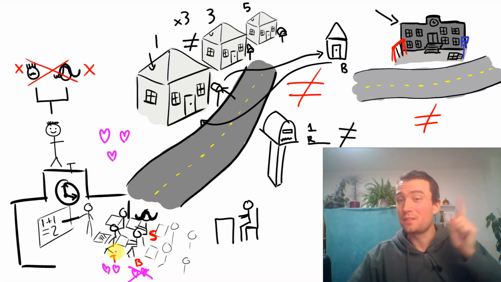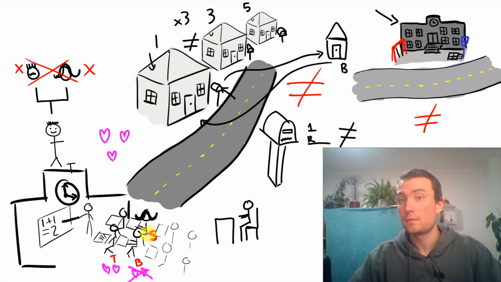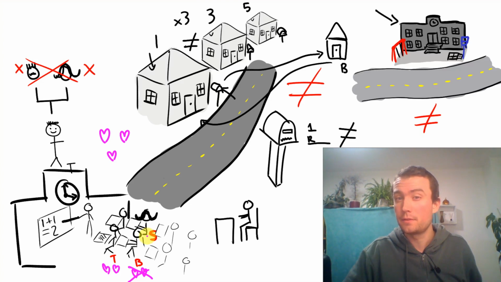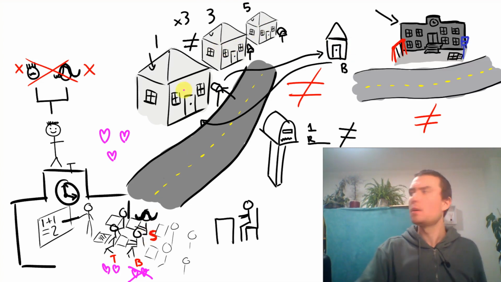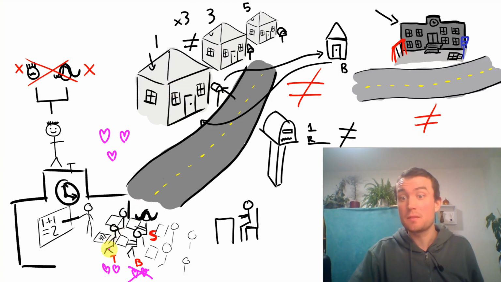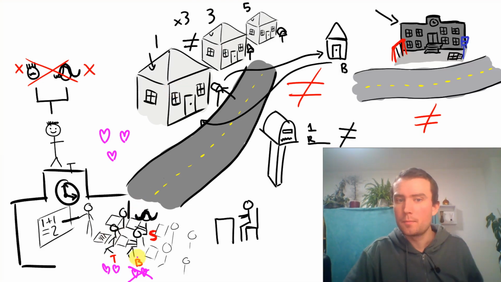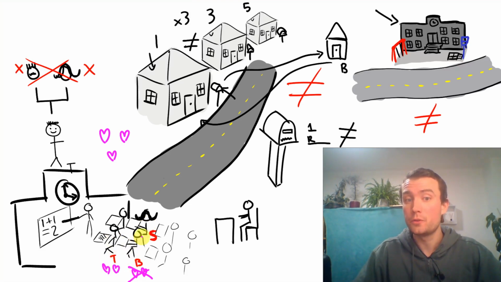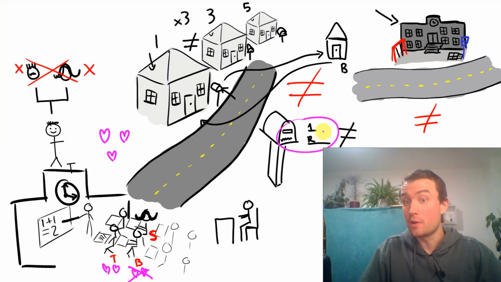Tim doesn't know Sarah's address. Tim doesn't know where Sarah lives, where her house is. He doesn't know. Bill doesn't know either. He also doesn't know where Sarah lives. Neither of them know her address.